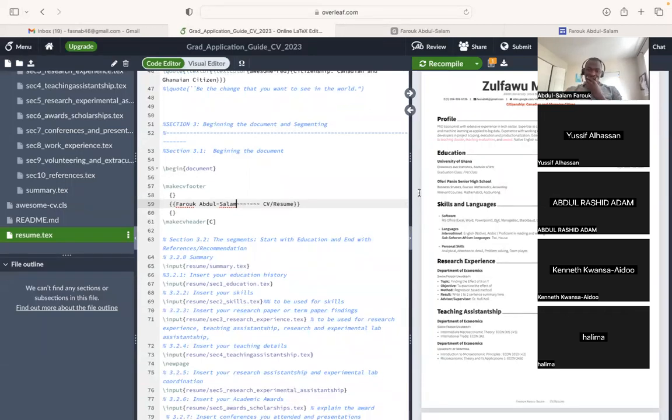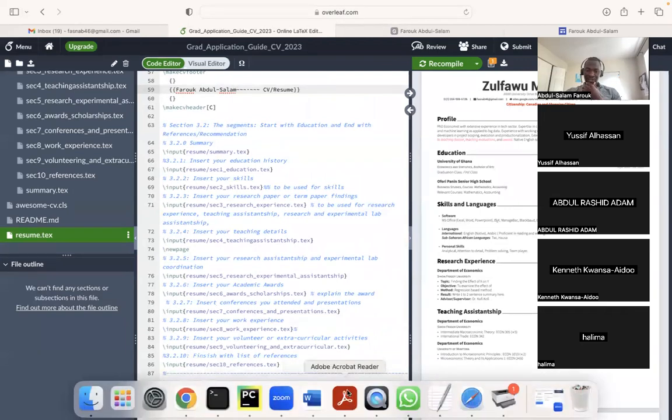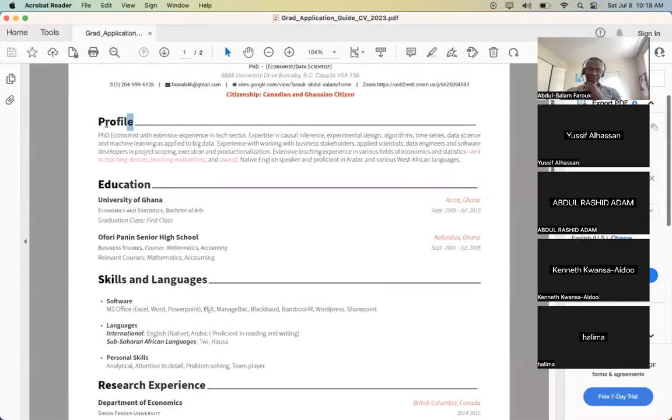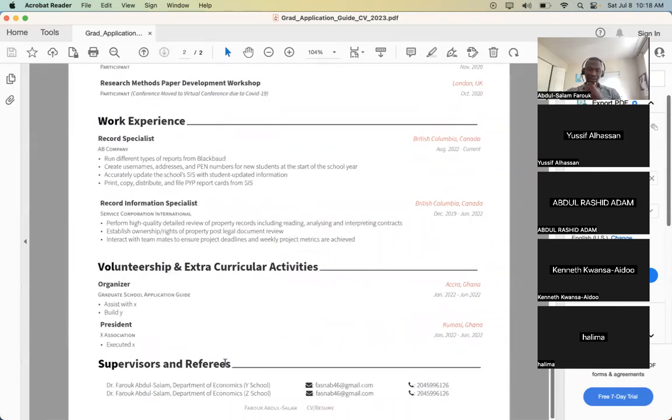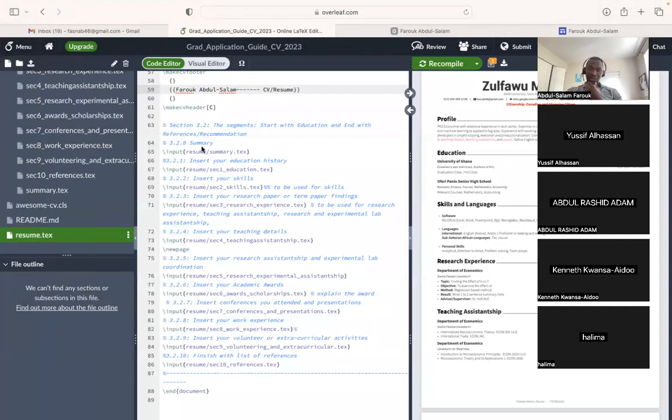In your resume.tech CV, these are the sections. When you count the number of sections that we have here, I believe we should have about 10 sections, the very first being the profile, the education, the skill set, up until the supervisor and referees. So we have 10 separate sections, and that's what you see here.